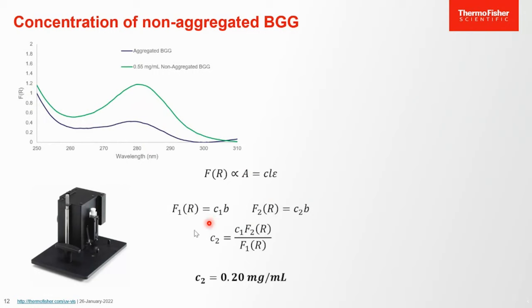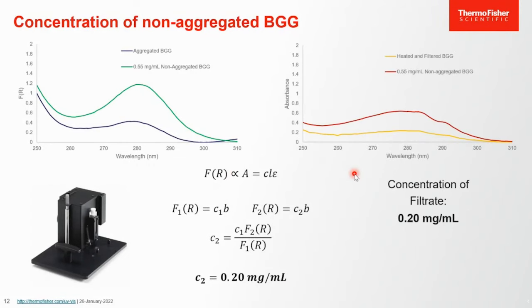So we can then create a system of equations where we use the measured values at a specific wavelength that we choose, times the concentration of our known sample to determine the concentration of our unknown. And in this case, I received a value of 0.2 milligrams per milliliter, but I wanted to ensure that this method made sense and was correct.